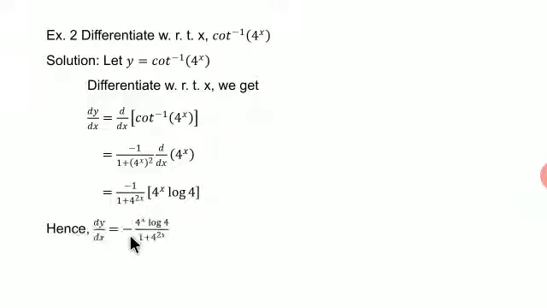Hence we get dy by dx is equal to minus 4 raised to x log 4 divided by 1 plus 4 raised to 2x. Now we can write this 4 raised to 2x as 16 raised to x also, because 4 raised to x bracket square can be written as 4 square bracket raised to x, and 4 square is 16. So instead of 1 plus 4 raised to 2x in the denominator, we can write 1 plus 16 raised to x also.